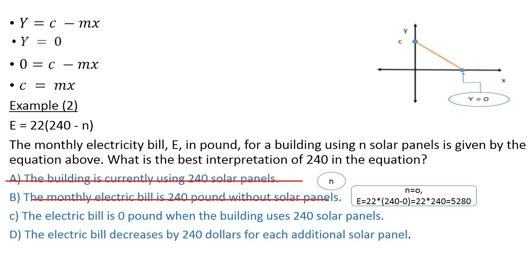The third choice, the electric bill is 0 pounds when the building uses 240 solar panels. This means that n is equal to 240, and we put it in the equation. We get E equals 22 multiplied by 140 minus 240, which is equal to 22 multiplied by 0, which is equal to 0. That means that the electric bill is 0 when we use 240 panels, which is the third answer.